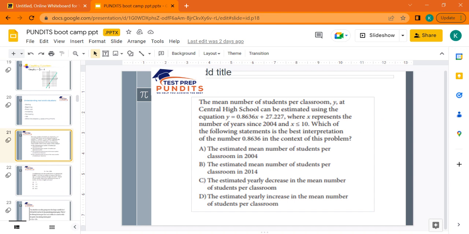The mean number of students per classroom y at the central high school can be estimated using the equation y is equal to 0.8636x plus 27.227, where x represents the years since 2004 and x is less than or equal to 10. Which of the following statements is the best interpretation of the number 0.8636 in the context of this problem?